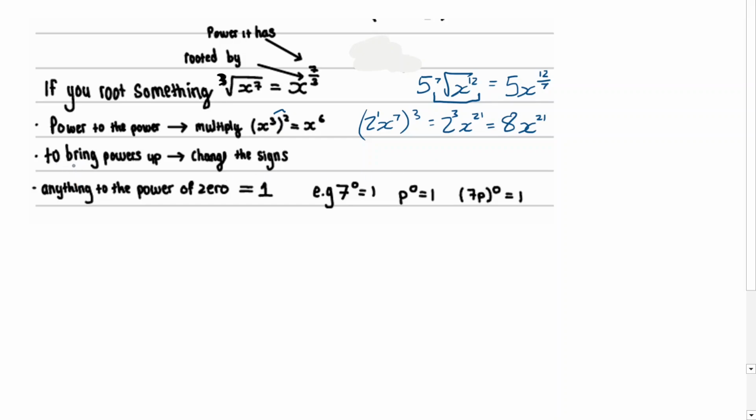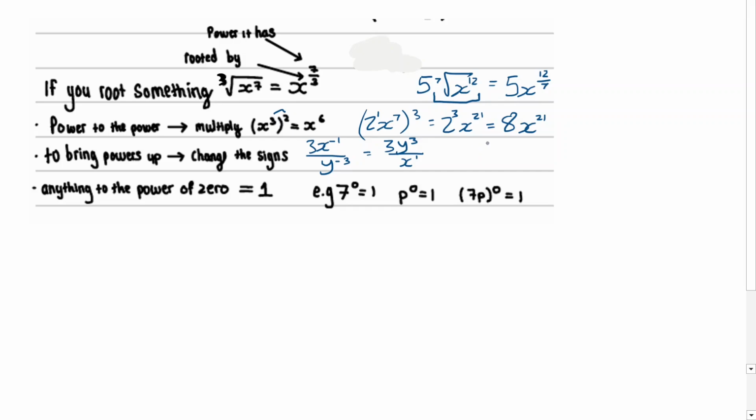The next concept is to bring powers up, or actually to take them down, you change the sign. And so if you had x to the minus 1 over, let's just keep it simple, like that, then if you move that x to the bottom, it would change the sign and become positive. If you move that negative y to the power of 3 to the top, it would just become y to the positive power of 3. So anytime that you move powers across, you change the sign.